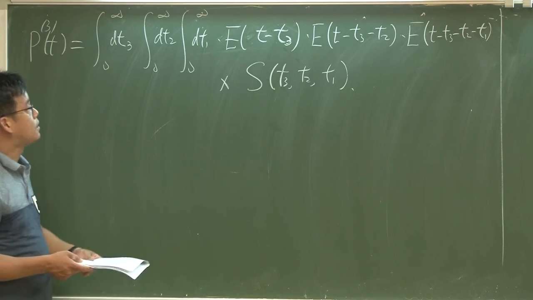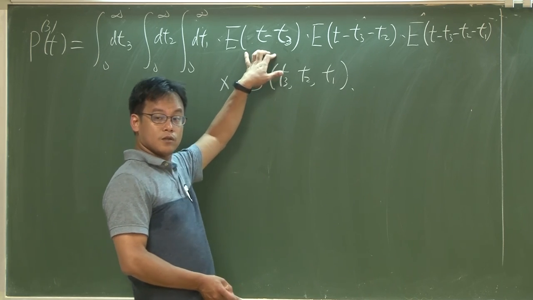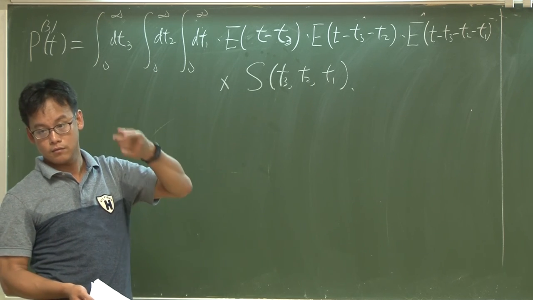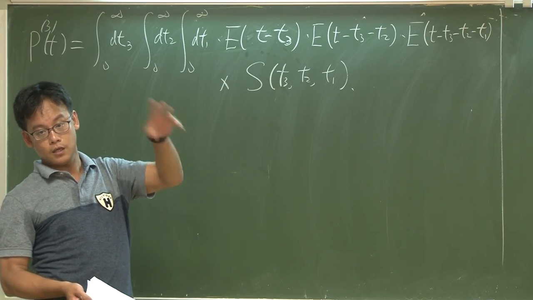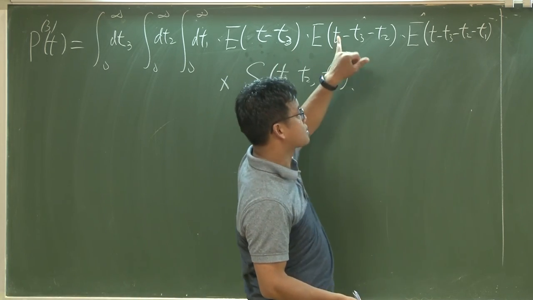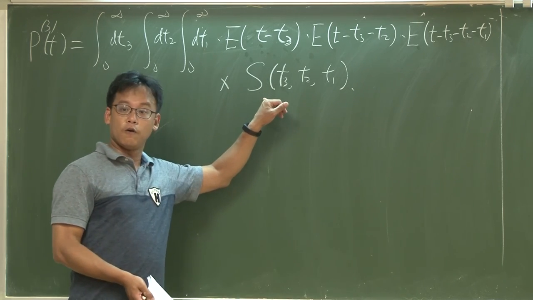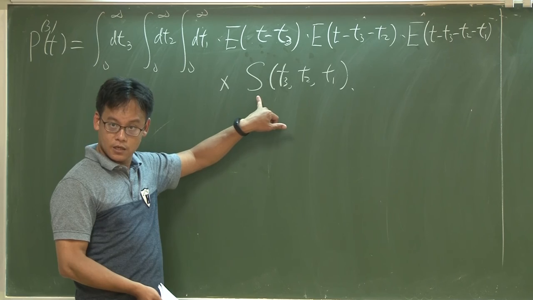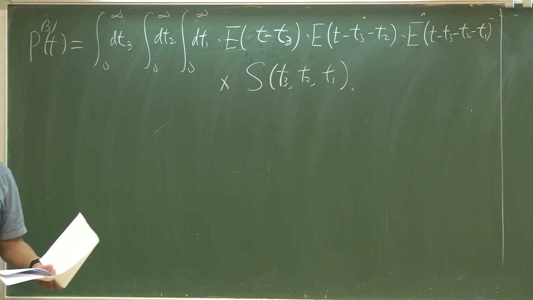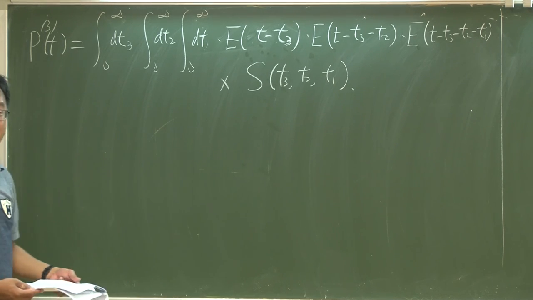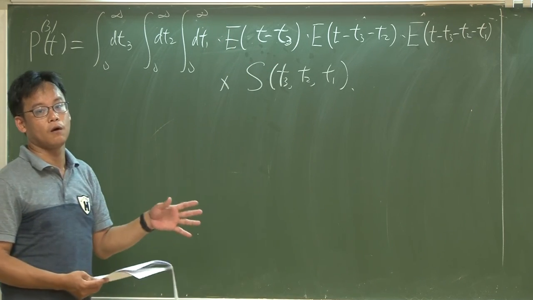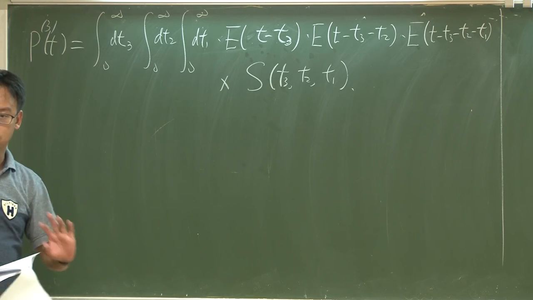And last time we mentioned that there are six terms. If we have three pulses, each pulse contributes a rotating and counter-rotating term in the pulse. You have three pulses, so six terms in each of those electric fields. 6 times 6 times 6 times 4, in total you have 864 terms. And it's impossible to evaluate all the terms according to this equation. A triple integral over 800 terms is just not possible.